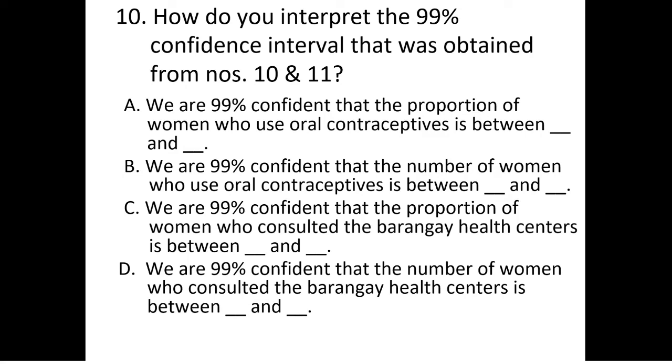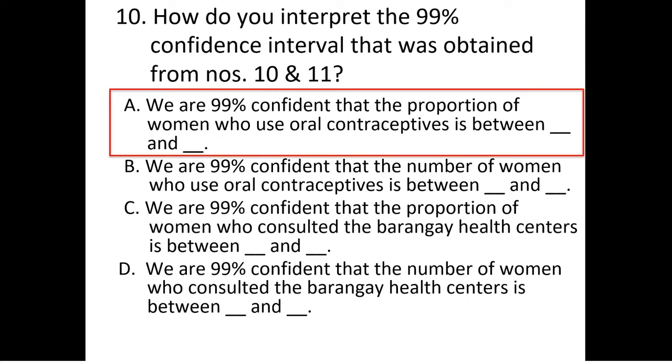Now, we are asked how to interpret the 99% confidence intervals that we obtained from numbers 10 and 11. Again, components of a good interpretation: you should have the confidence level, the parameter being estimated, and the lower limit and upper limit. In this case, the most representative of that is choice A. We are 99% confident that the proportion of women who use oral contraceptives is between this and that.